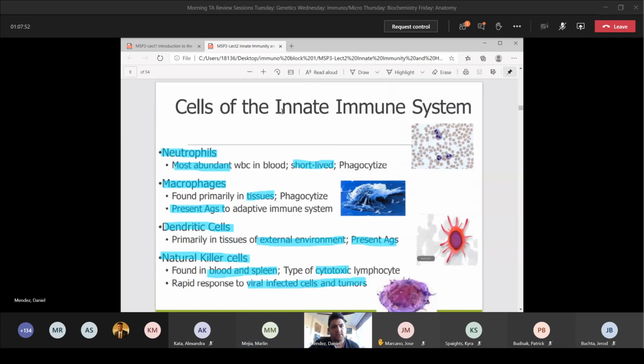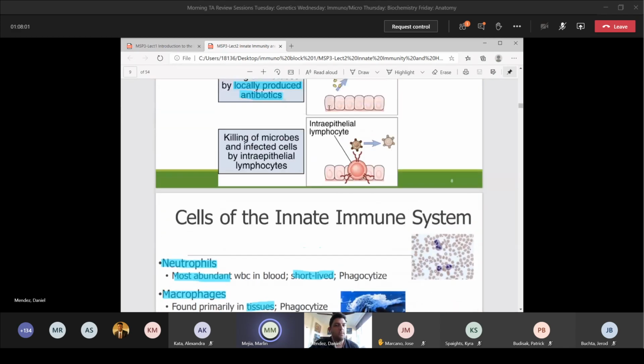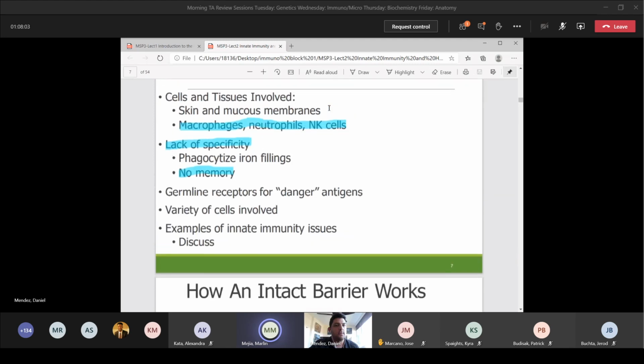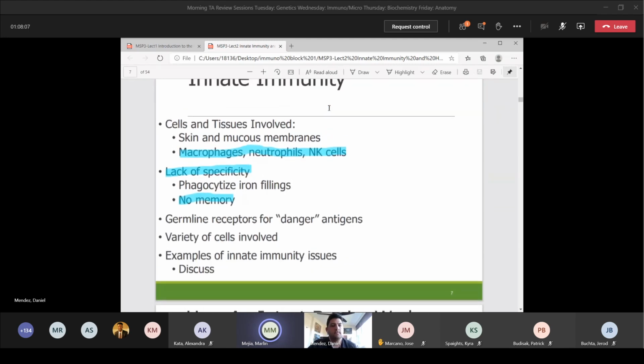All right, so could you go over the previous slide to that? So let's see, I think it's slide 7. Yeah. Lack of specificity and then phagocytizing iron filings. What does she mean by that?